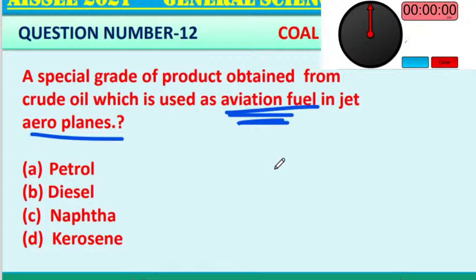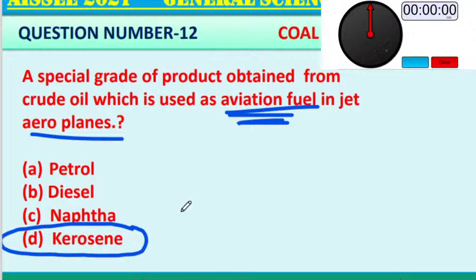Yes, this is a very good question. It comes in GK also, which fuel is used as an aviation fuel. So the correct answer is kerosene. It is not that kerosene which we use in our households, in the stoves. It is a very refined, very special grade product. The name is kerosene, and the chemical formula is like kerosene, but it is very much refined.